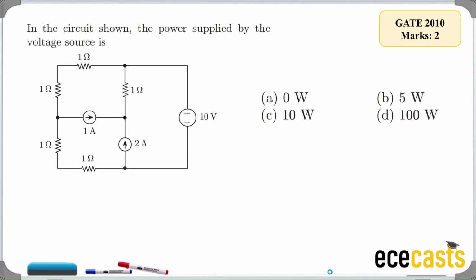So friends, we move on to the slide which had the question and the options. So friends, from the 4 options, we see option A has a value of 0 watt. So our answer is option A.